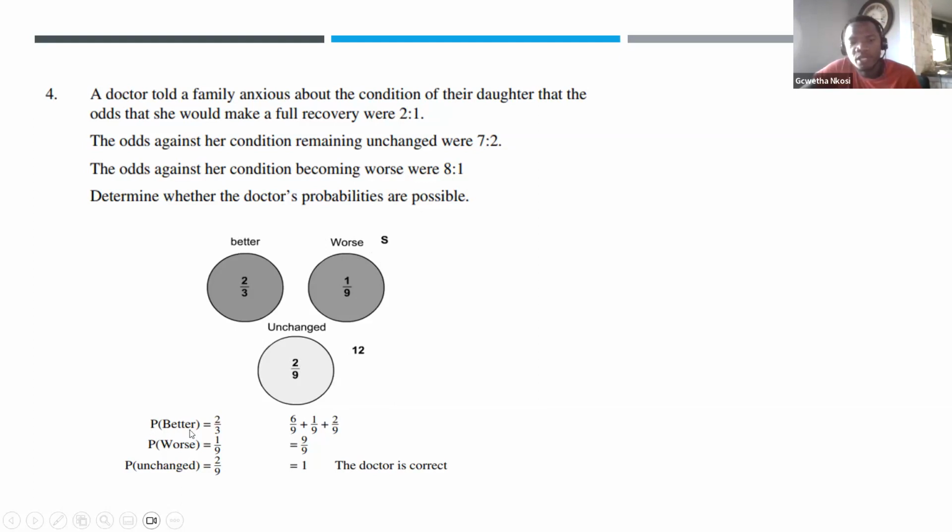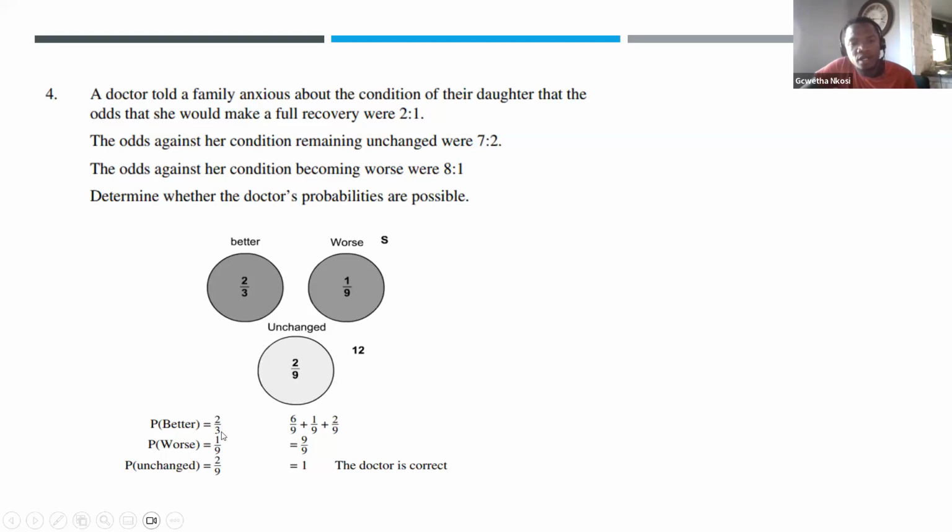So now the probability for better should be 3/2. So these are ratios. The probability for worse is 1/9. The probability of unchanged is 2/9. Now you check, is the doctor correct? Let's check whether the probabilities are possible. We have to add all of this. How are we going to add all of this? It's 3/2 plus 1/9 plus 2/9.